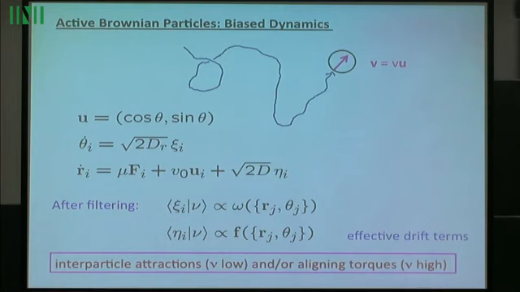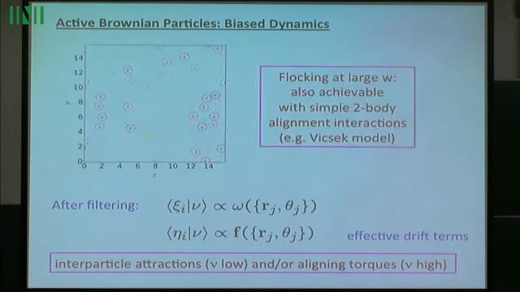But as I mentioned before, these are in principle some horrible many-body effects in rotational and translational drift forces from the way the bias influences what the noise statistics have to be.